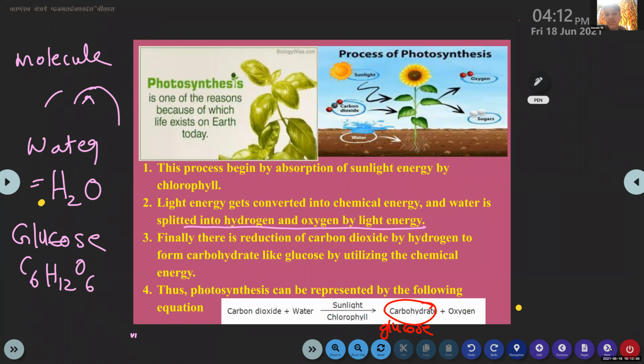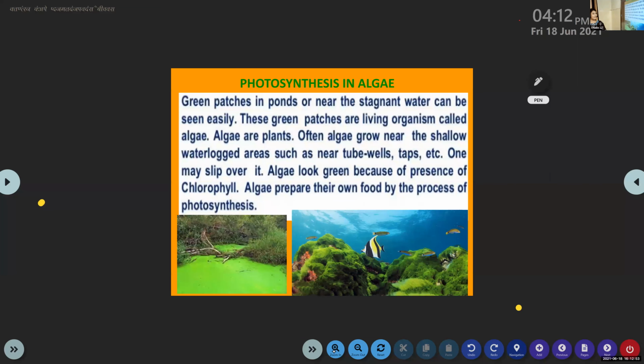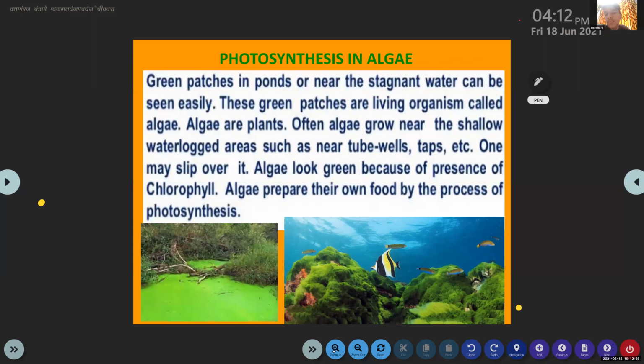Now, we are going to photosynthesis in algae. What do you mean by algae? Algae we call one type of fungus. Alga means one type of fungus, and the plural is algae. So we have different types of algae. Fatima, can you read this?